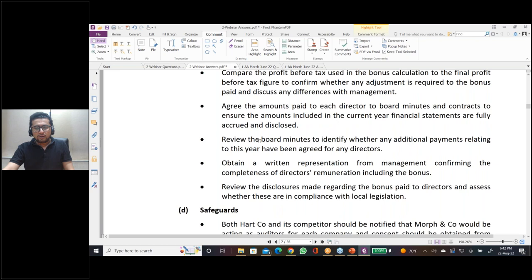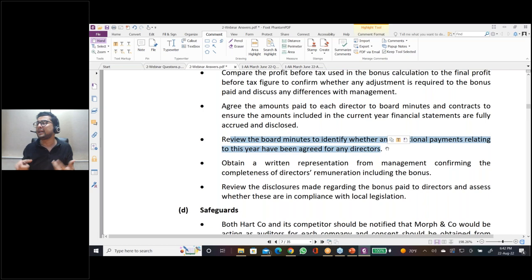Moreover, review the board minutes to identify whether any additional payments relating to this year have been agreed for any director. Maybe for a particular director, some additional amount has been paid. What if that's cheating? What if that's a material misstatement? What if that was not agreed? So I need to review the board minutes for that.